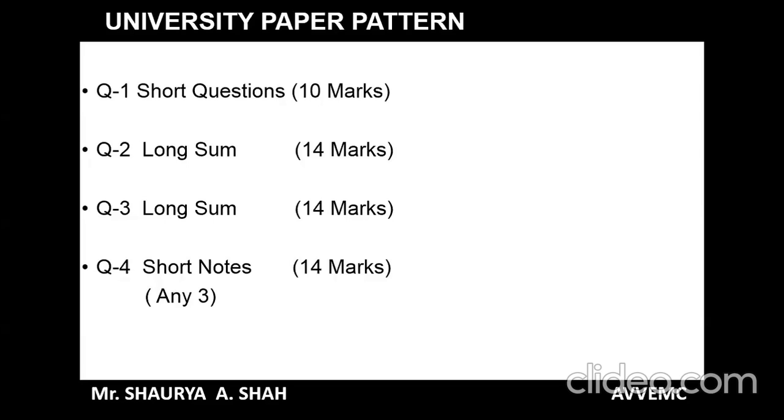The fourth question is your short notes. As you all know, it is same like your last year. There will be a short notes of 12 marks. Here I have written 14 marks, but it will be of 12 marks. You need to attempt any 3 short notes, which will be of 4 marks, right? So out of option of 5, you need to attempt 3 short notes. So again, I repeat, here it is of 12 marks. So your total paper will be of 50 marks, right?